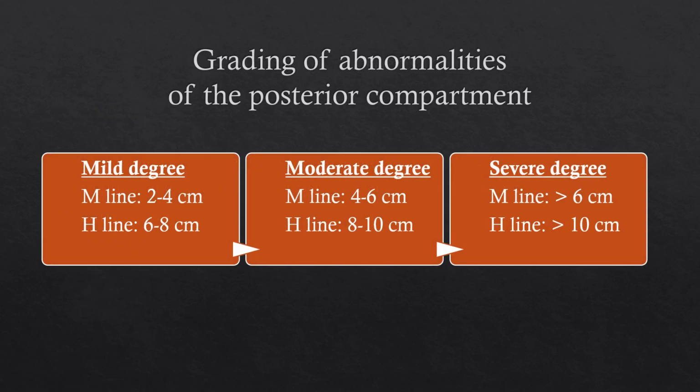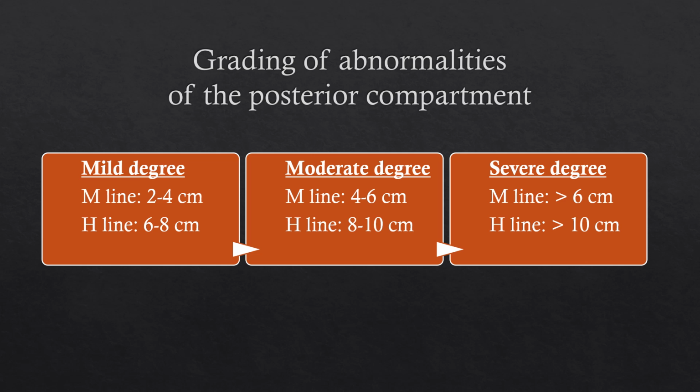So if we have any abnormalities, we should grade this abnormality, or the degree of prolapse of the posterior compartment. Either we have mild degree, moderate degree, or severe degree. If we have mild degree, the M line is between 2 to 4 centimeters during straining. I'm talking now during straining. If the M line is between 2 and 4 centimeters, it will be mild degree. The H line should be between 6 and 8 centimeters. Moderate degree: M line from 4 to 6, and H line from 8 to 10. And severe degree: M line more than 6 centimeters and H line more than 10 centimeters.